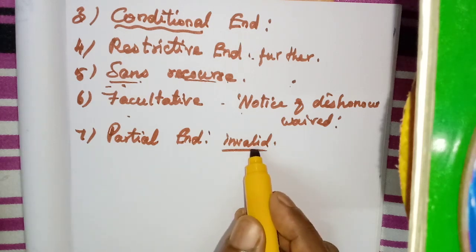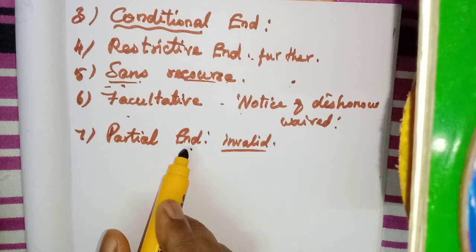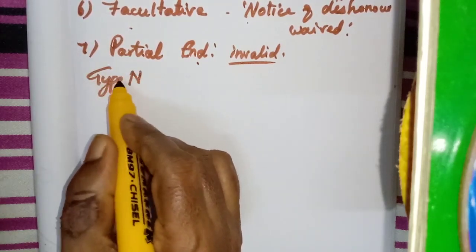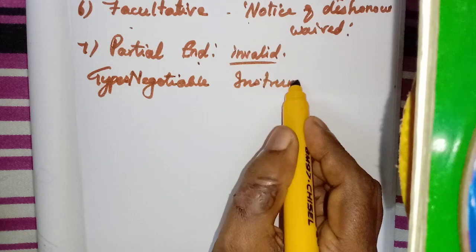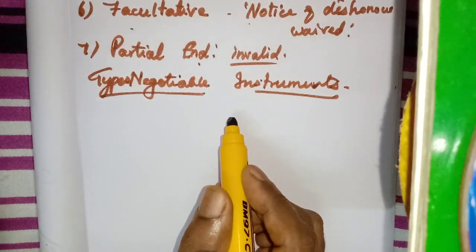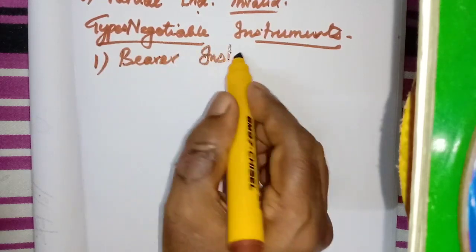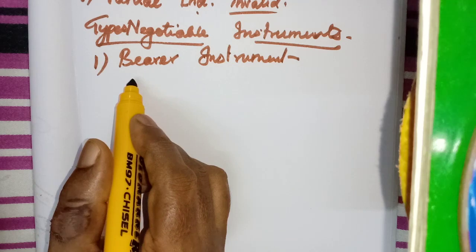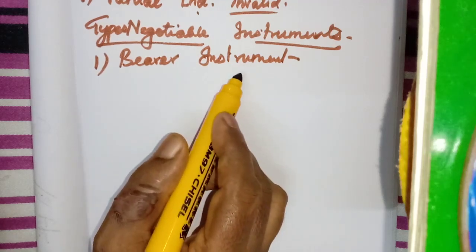Okay, so we have studied all the types of endorsements. Now we will learn the types of negotiable instruments. First one, bearer instrument. Here, all these three instruments we have studied, isn't it? Check, bill of exchange, and promissory notes. These three instruments are bearer instruments.